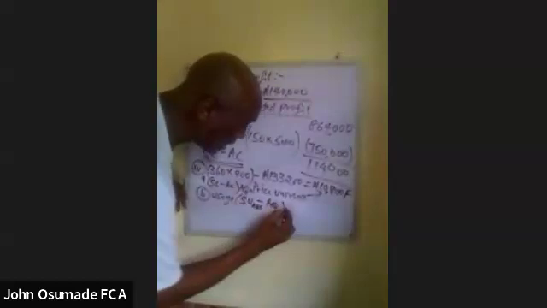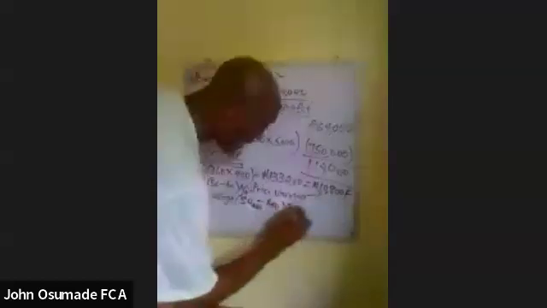Anytime you are dealing with quantity, you multiply with standard price. Anytime you are dealing with price, you multiply with actual quantity.